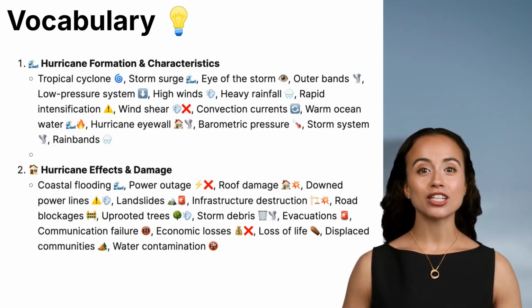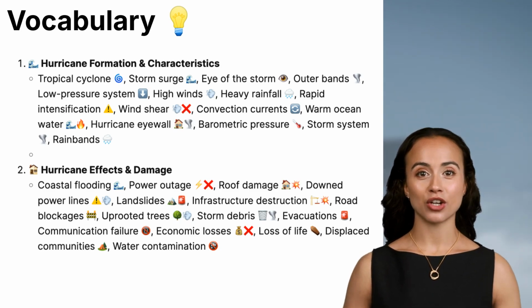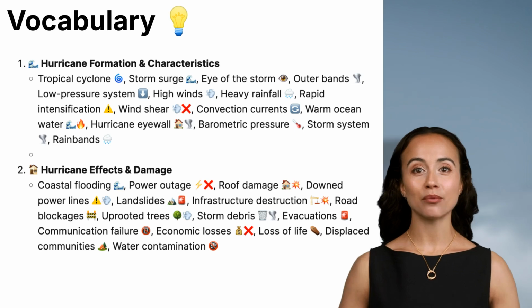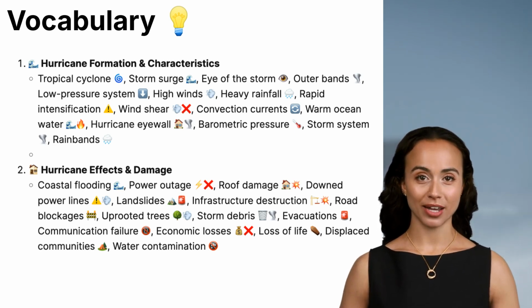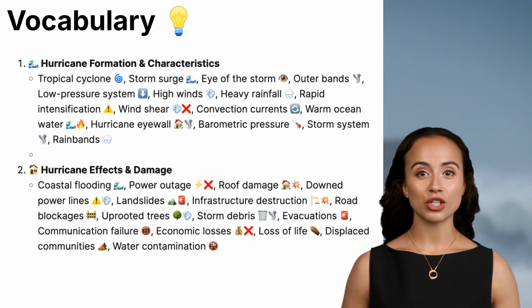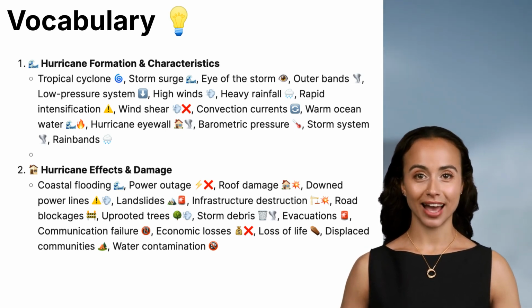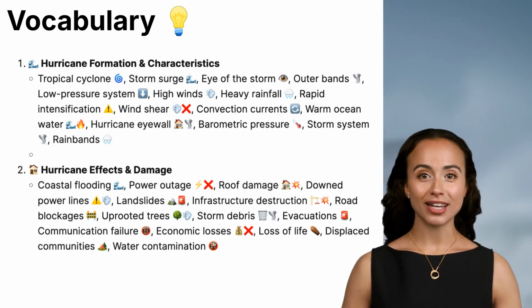Wind shear, a change in wind speed or direction that can affect storm development. Convection currents, warm, rising air currents that help form and strengthen hurricanes. Warm ocean water, the fuel source for hurricanes. Warm waters provide energy for storm formation. Hurricane eye wall, the area surrounding the eye, where the most violent winds and rain occur.